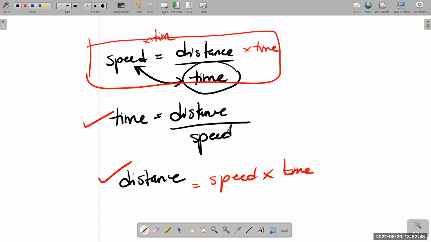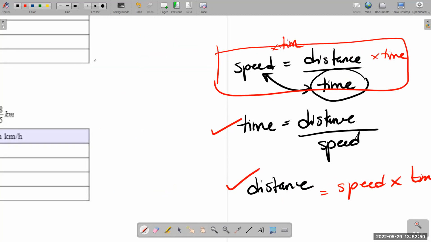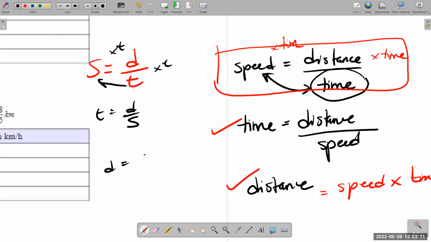So what's the formula you actually do need to memorize? Speed is equal to distance over time. I can find time and distance by transposing. If I want t, I switch it. T is equal to distance over speed. If I want distance, I get rid of the t by transposing. So d is equal to s times t.